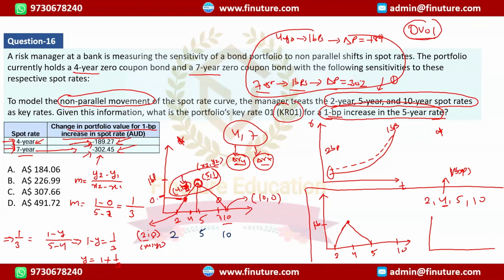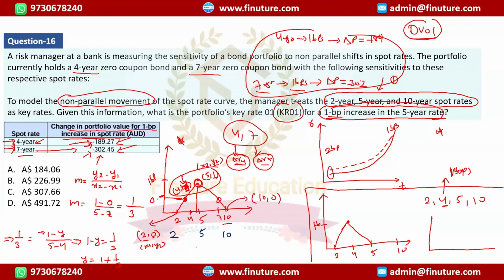So 1 minus y, that's correct, divided by 5 minus 4. That's also correct. Why is it -4? Because initially it was divided by 3. So the slope is 1 by 3. Okay, so I got the slope of this line is 1 by 3.